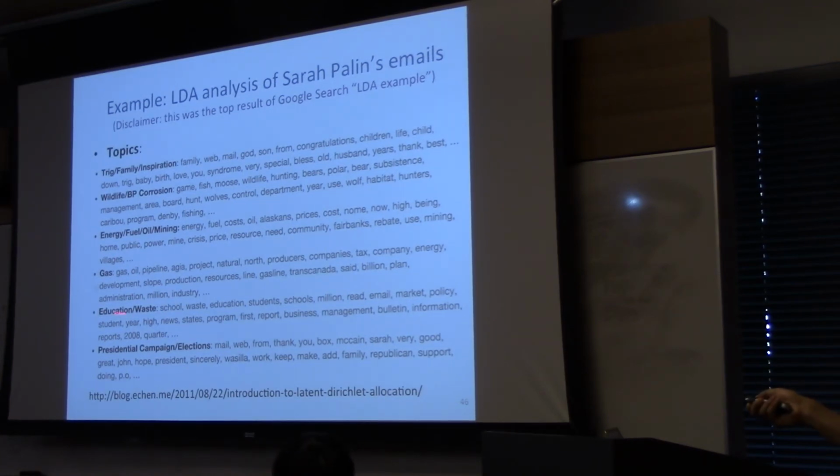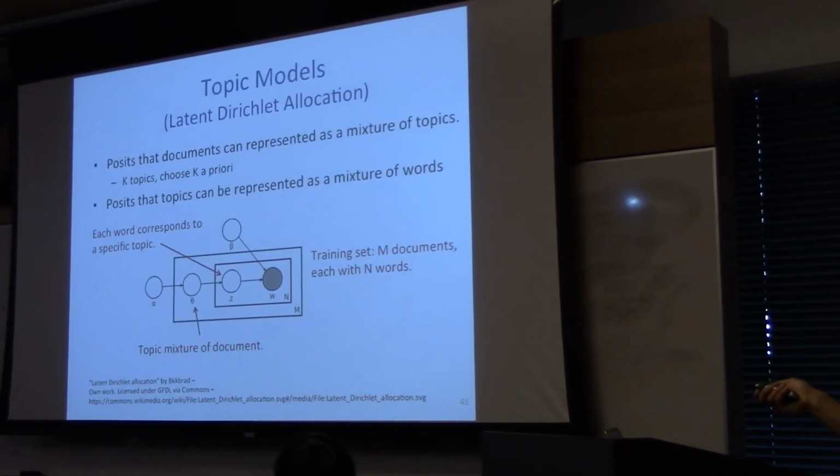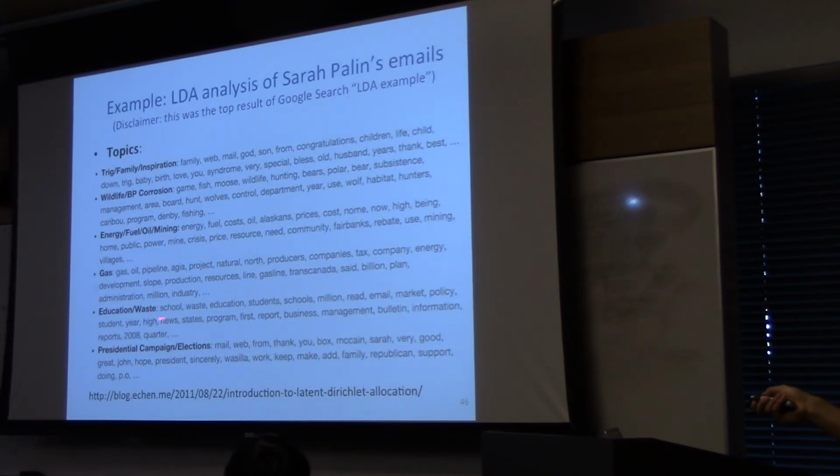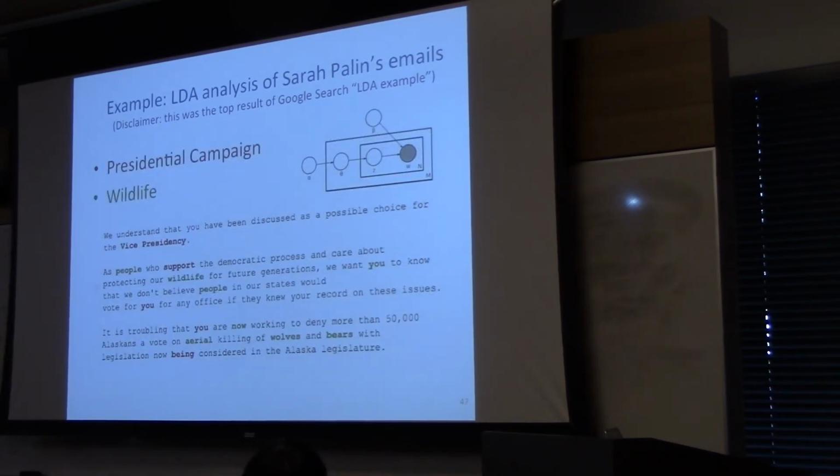So there seems to be a topic. So these are the topics. There seems to be a topic that corresponds to education and waste, presidential campaign, gas, wildlife, because that's a topic of great importance in Alaska. And so you can actually look at the word distribution of individual topics, right? The latent Dirichlet allocation model also posits that every document is a mixture of topics. And so what you can do is, given a specific email, the LDA model, the latent Dirichlet allocation model, can give you a distribution saying, and again, this is just from this example.